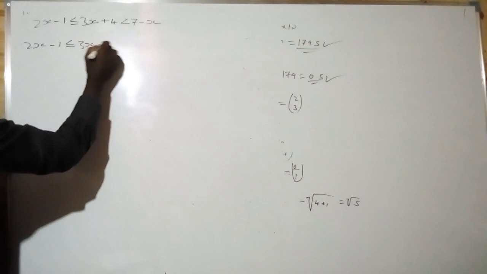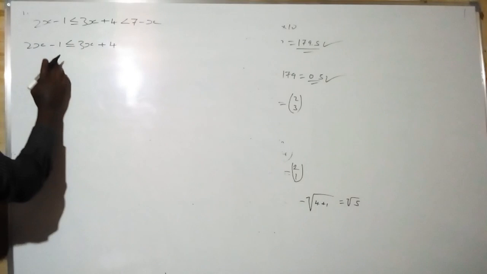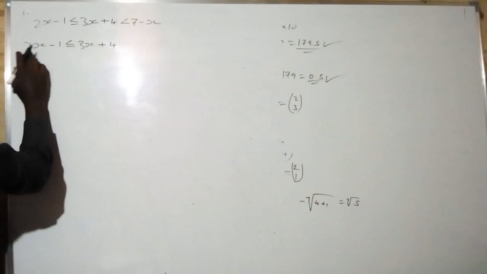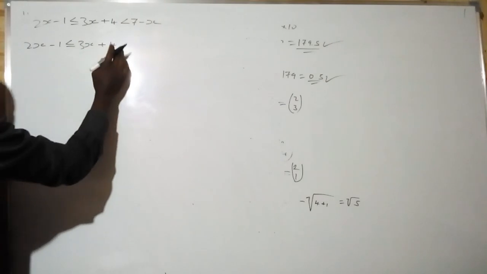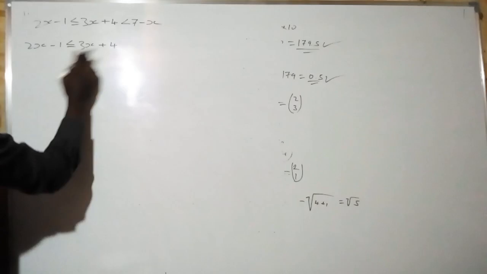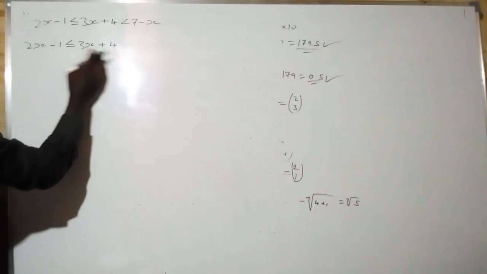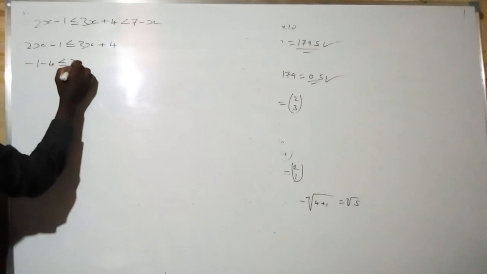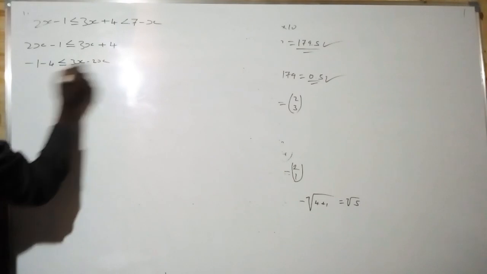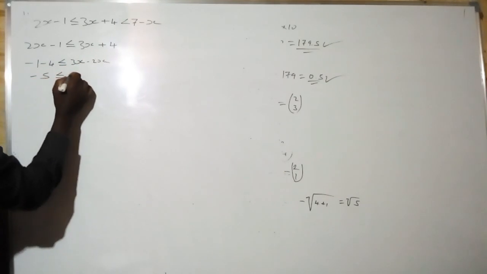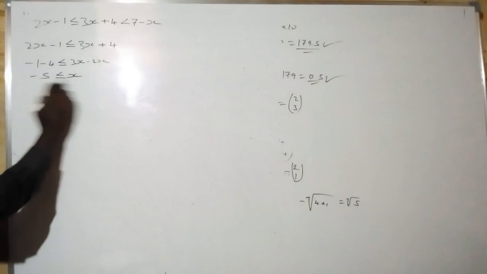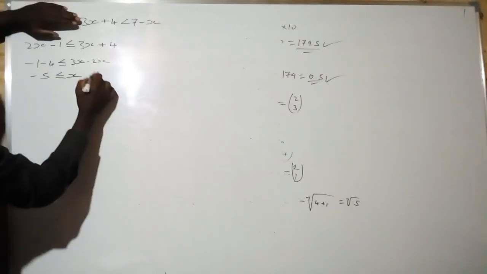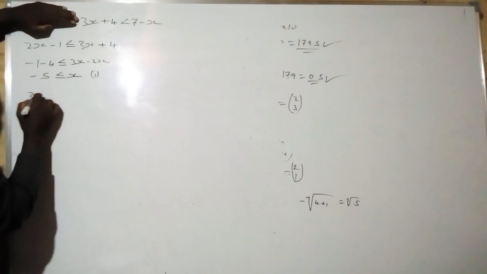We can take this 2x to the other side, or we can subtract 2x on both sides, and we subtract 4 on both sides. So it's like this, positive 4 comes to this side and changes sign from positive to negative. Negative 1, negative 4 less than or equal to 3x minus 2x. Negative 5 less than or equal to x. Yeah, that's the first inequality. Then the second one, you can call this Roman 1. Next, 3x plus 4 less than 7 minus x.